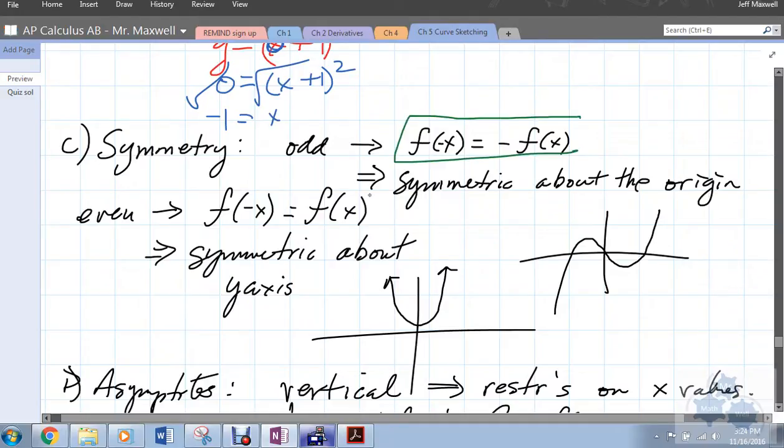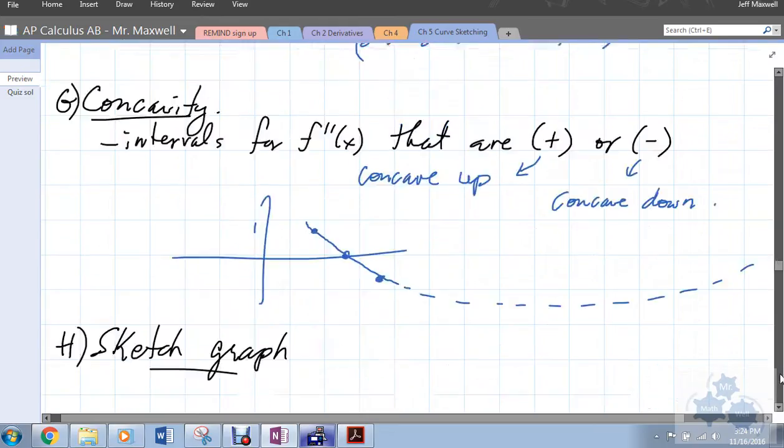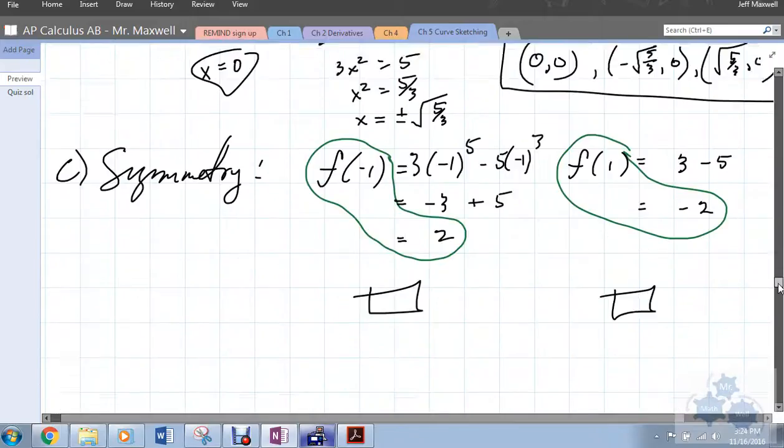Does it look like that, or does it look like this? Or neither? Okay, so basically one is positive and one is negative, right? So f of negative 1 is 2, f of positive 1 is negative 2. Same number, but different sign. So that appears to be an odd function.